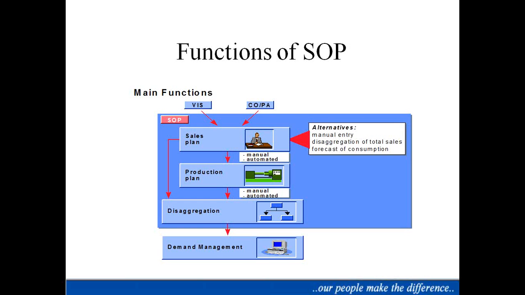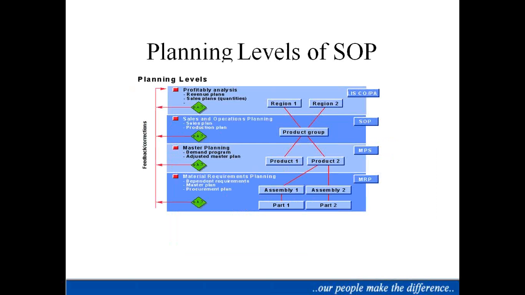Once it is derived that this year we are going to sell this many pieces for these product groups, we create a plan for the product group. This product group will be disaggregated, and then we send it to demand management through a series of steps. Ultimately, our sales plan is transferred to our demand management with the help of SOP.